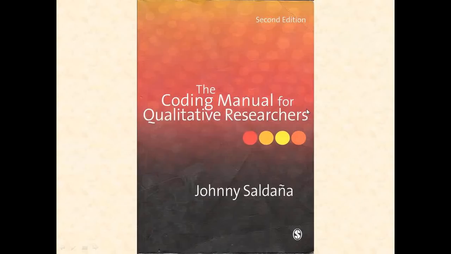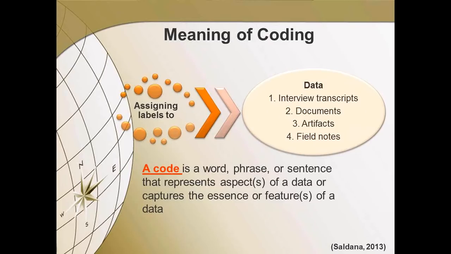Okay, so most of the information I'm going to present comes from this book, The Coding Manual for Qualitative Researchers. It's a very, very good book, and it gives you information about 32 coding methods or strategies, with examples, so that in case you choose one of the coding methods, you'll be able to use it for your study. So I recommend this book if you are doing a qualitative study.